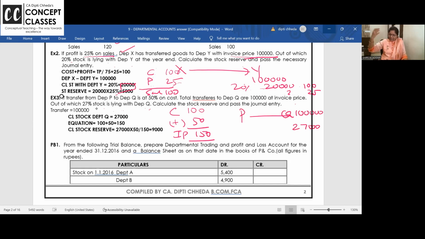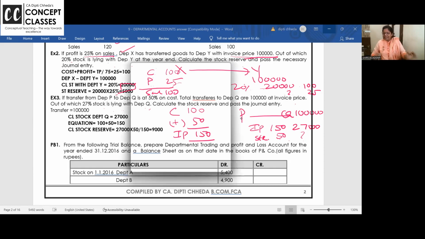My goods are lying with you at 27,000 and I have sent you at 150. In 150, 50. In this invoice price, stock reserve or loading is 50. So in 27,000, kitna? 27,000 into 50 divided by 150, 9,000. Clear?